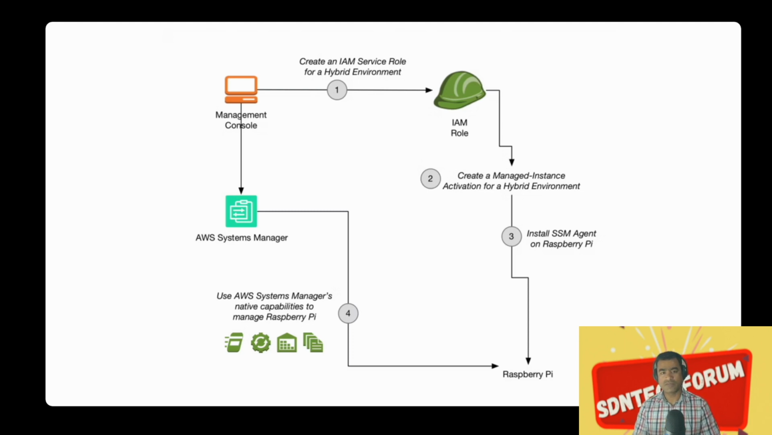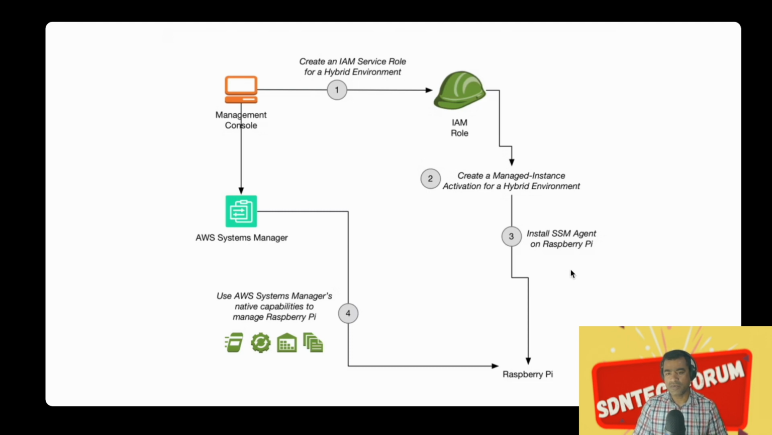Here, as you can see, we are logged into the Management Console. From the Management Console, I'm going to create an IAM role for my hybrid environment. Hybrid environment because some of the resources are in cloud, some are on-prem, like Raspberry Pis are on-prem. So we'll create a suitable role for that. Then we'll create a managed instance activation for the hybrid environment. So we will create an activation code.